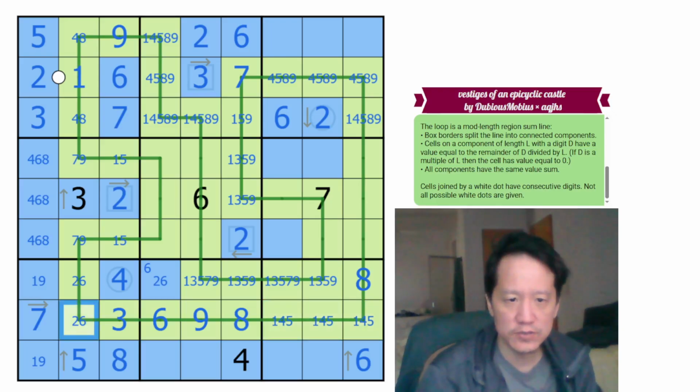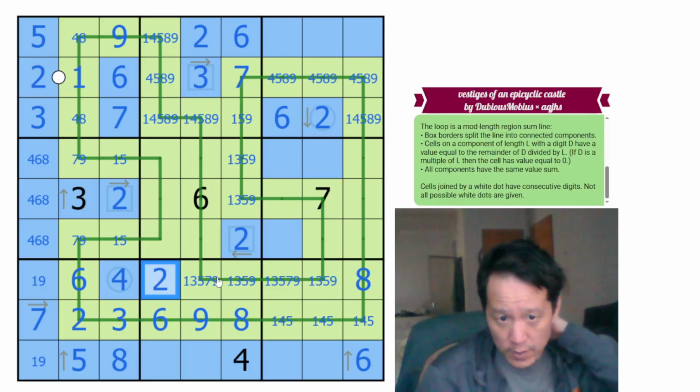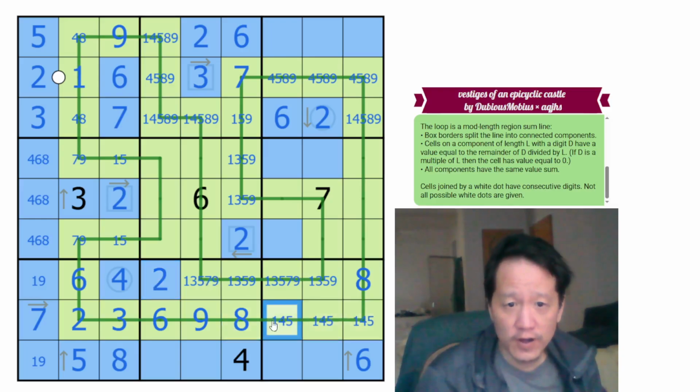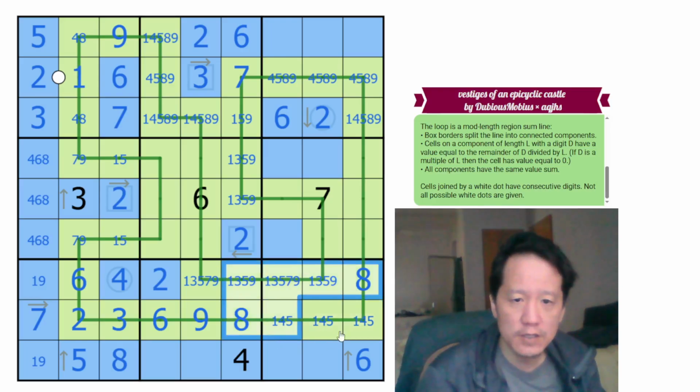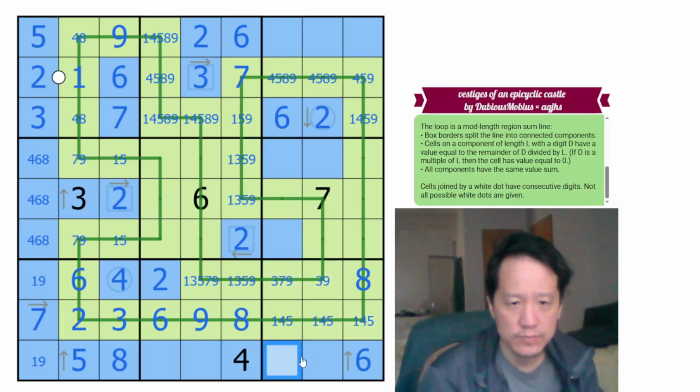This can't be 6, so that forces this to be 2, which makes that a 6, which makes that a 2. We have a 1, 4, 5 triplet in box 9, which eliminates 1, 4, 5 in the rest of the box. Also, these can't be 8 here because of this 8. So this can't be 1 or 5 here. This can't be 3, and these can't be 9.